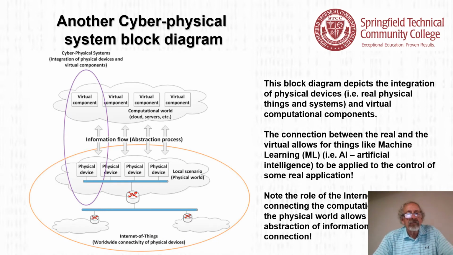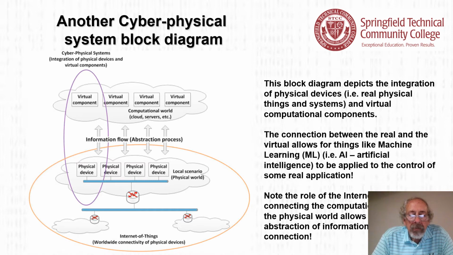Here's one that I did find, and it depicts the integration of physical devices, that is real physical things and systems, and virtual computational components. So this is kind of a layer type thing. It says cyber physical systems, integration of physical devices and virtual components, as a description at the very top there. Down at the very bottom is the Internet of Things, worldwide connectivity of physical devices. You see devices connected through routers to another router, which brings them up. We have physical device, physical device, physical device there on some type of network, a local scenario of the physical world.